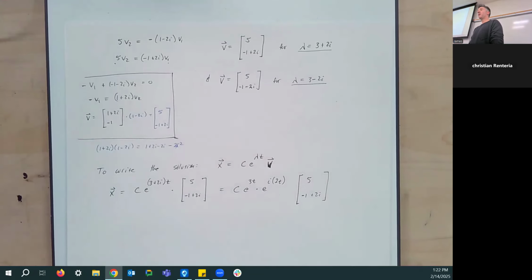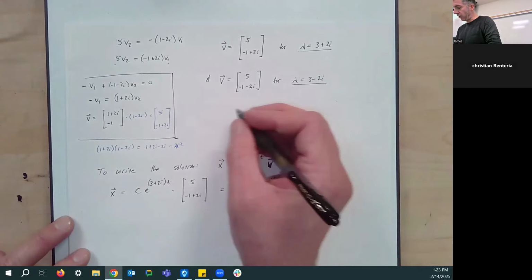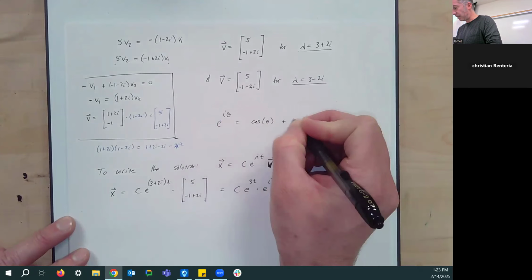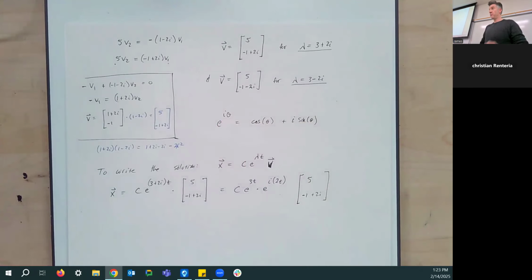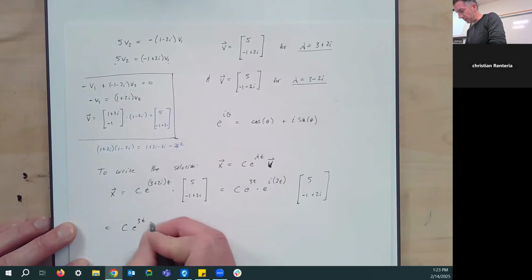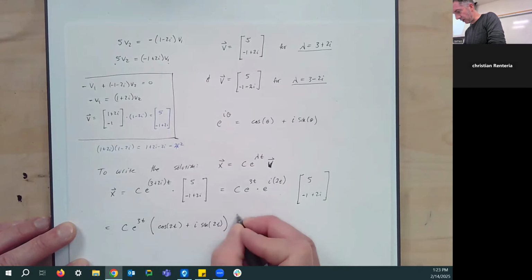Okay, so here's where Euler's formula jumps in, right? The formula we talked about last class with the e to the i theta. We have e to the i times something that's going to act like our angle. As a reminder, e to the i theta is cosine of theta plus i times sine of theta. And in this example, 2 times t is playing the role of theta. So we're going to rewrite this as c e to the 3t times, it's kind of gross, cosine of 2t plus i times sine of 2t, times the vector 5, negative 1 plus 2i.